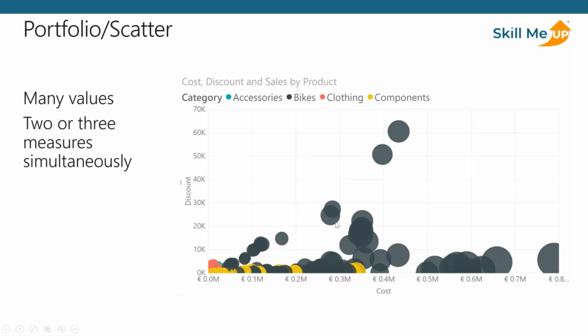We can also add a time axis and then see changes over time in this and discover patterns which are not uniquely for one point in time, for example. What we're looking for here is not details, but spikes. So we have these outliers. They are something special. They're different than the other ones. So they have a higher discount than the other ones. Cost-wise, they lie in the middle, but for discount, they are outliers, for example. That's what we can discover here.